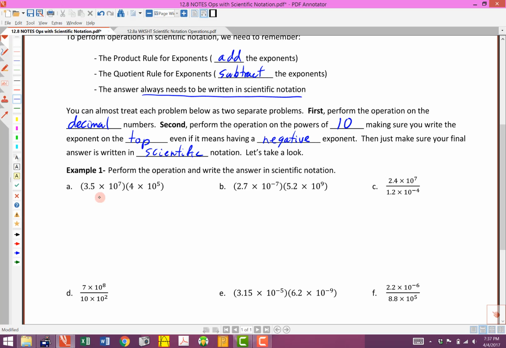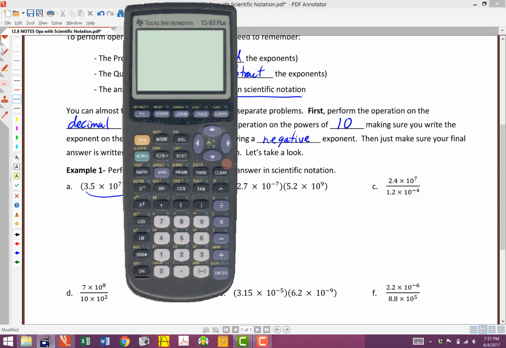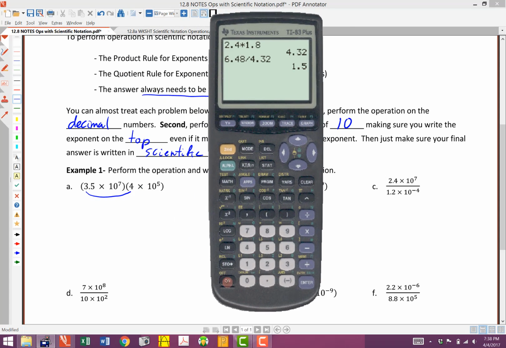So let me show you what we've got here. We have 3.5 times 10 to the 7th times 4 times 10 to the 5th. So here's what we're going to do. We're going to take care of the decimal numbers first. So grab your calculator. I'm going to go ahead and grab my calculator, slide it over here so I can do a couple calculations with it, clear a few things off here. So I'm going to do 3.5 times 4. So we'll type that into the calculator and see what that gives us.